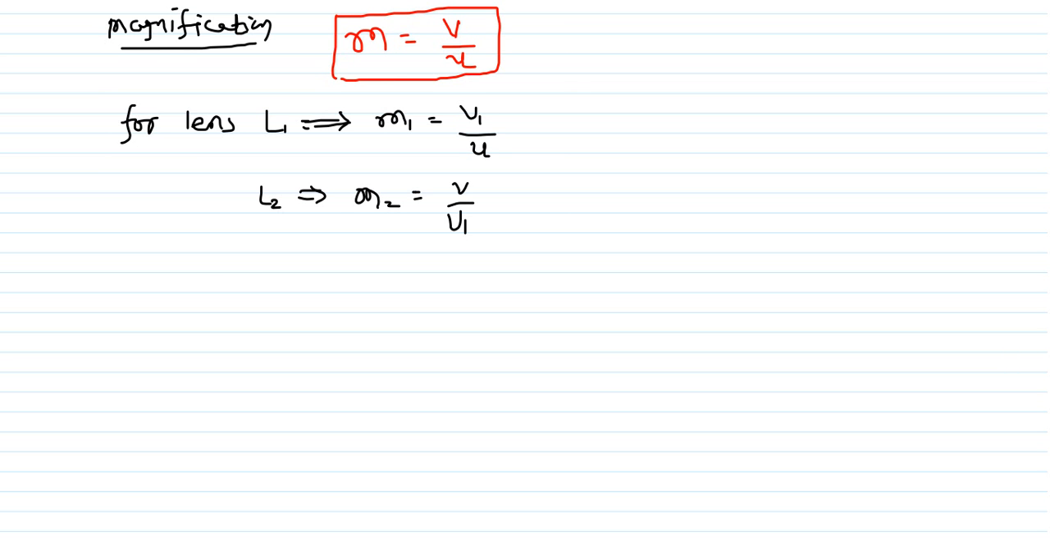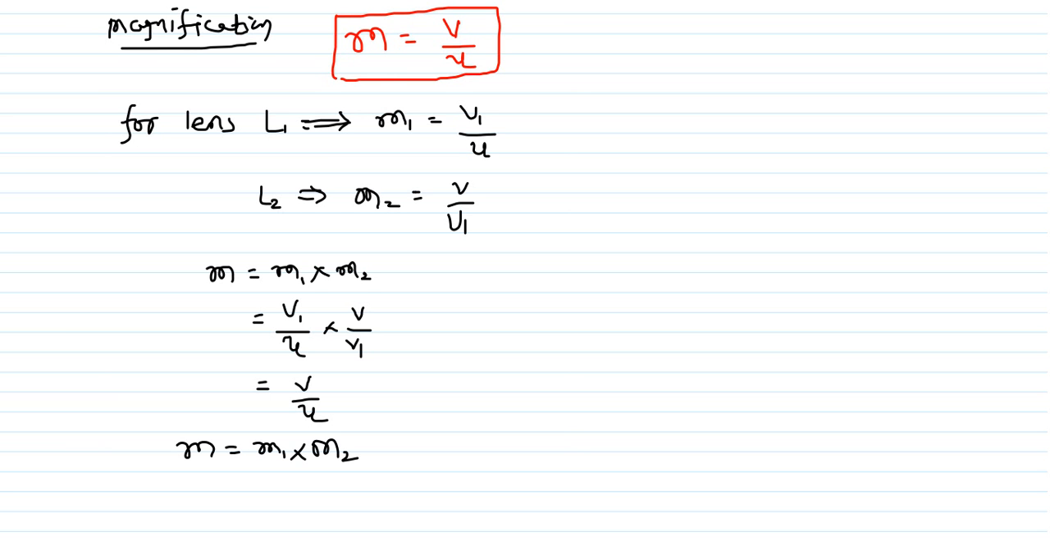Now m is equal to m1 into m2. What is m1? That is v1 upon u. And m2 is v upon v1. So that is v upon u. For a number of lenses in combination, m is equal to m1 into m2 up to into mn. So it is the combination of lenses, right friends. A small topic, but one of the very important topics.